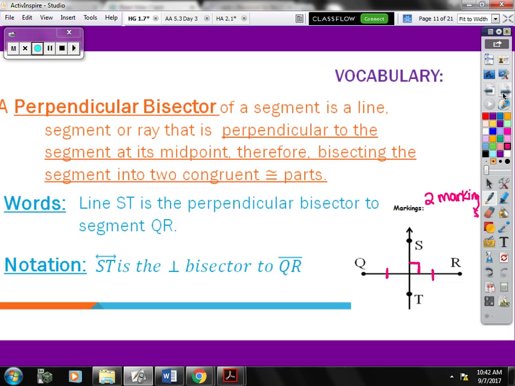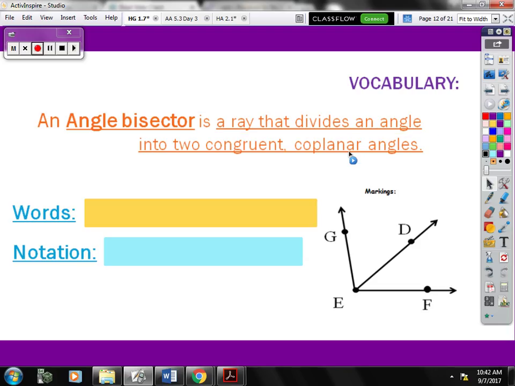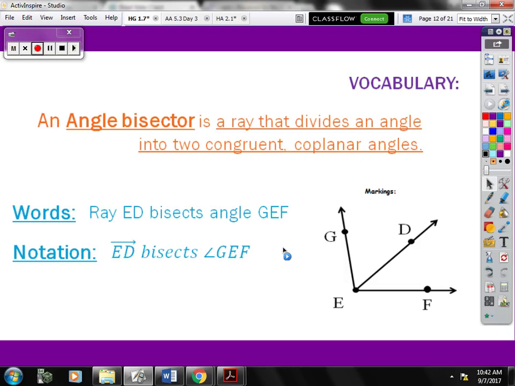Okay. Angle bisector is a ray. It has to be a ray. It could sometimes be a line also, but it's usually a ray that divides an angle into 2 congruent coplanar angles. A ray that divides an angle into 2 congruent coplanar angles. So in this picture we have ray ED bisects angle GEF.